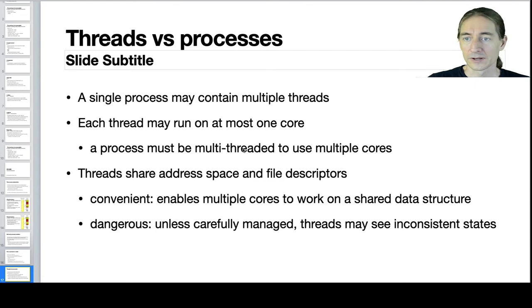A single process may contain multiple threads. Why do we have threads? The main reason to use many threads is so that you can use more than one core. It's not possible to use more than one core, or even hardware thread or hyper thread, as it's sometimes referred to, without having multiple kernel threads, really. So that's the main reason.